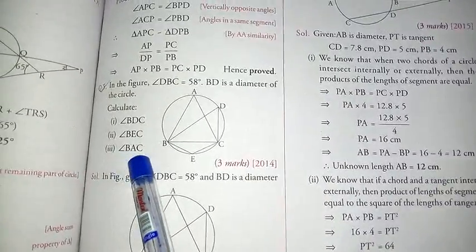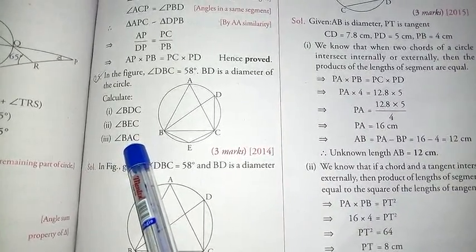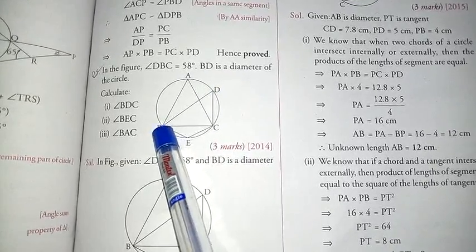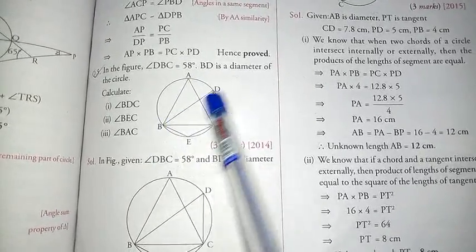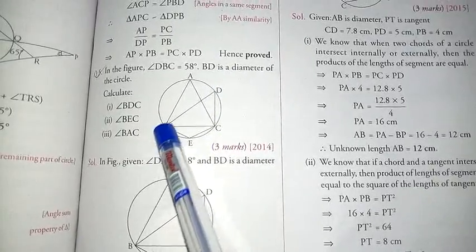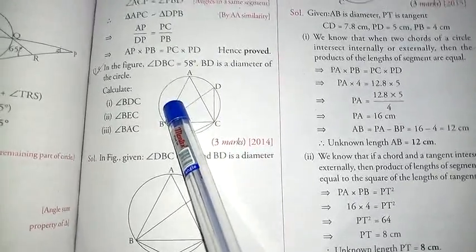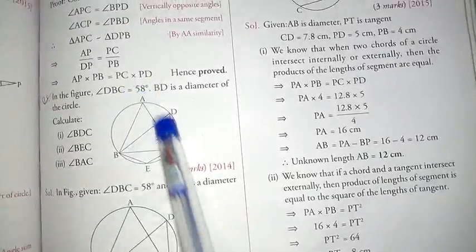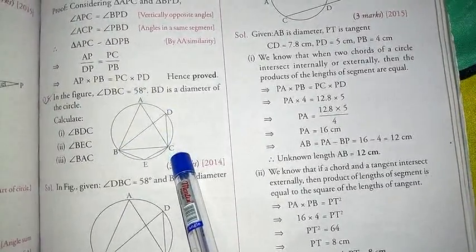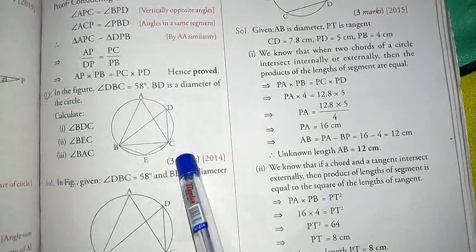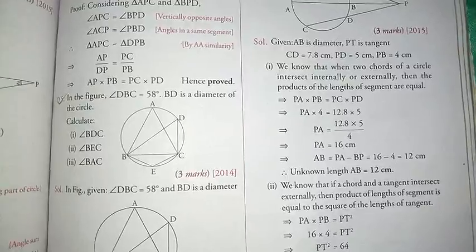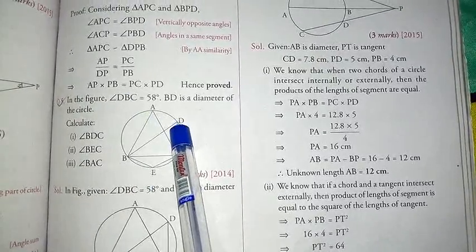And number 3, angle BAC is equal to angle BDC, because BAC and BDC are the angles in the same segment. This is theorem number 2, angles in the same segment. The starting point and ending point of both angles is the same. So if angle D is whatever, angle A will also be the same. As angle D is 32 degrees, angle A will also be 32 degrees.